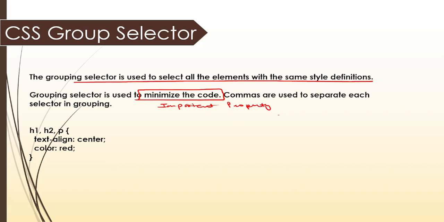For example, if in my web page I have more than 500 LOC, meaning lines of code, and if we use the grouping selector, then we can reduce it to 400 LOC. So it is basically used to minimize the code, and commas are used to separate each selector in the group.